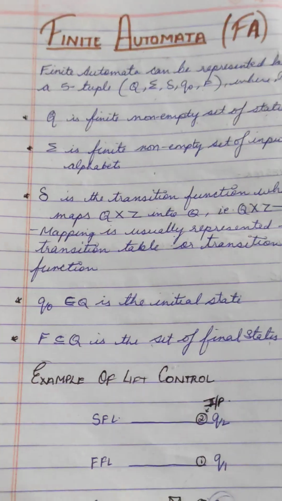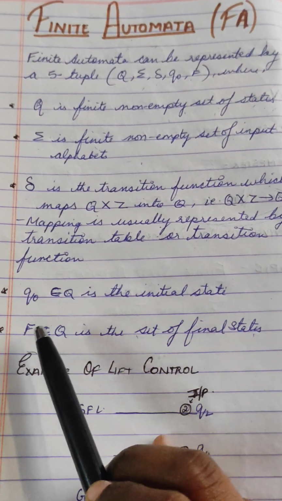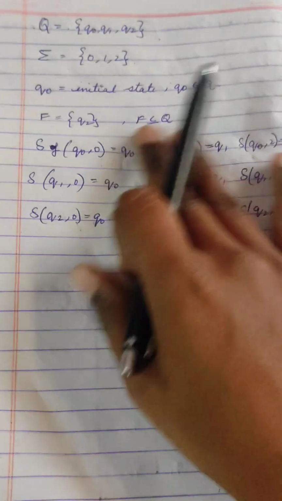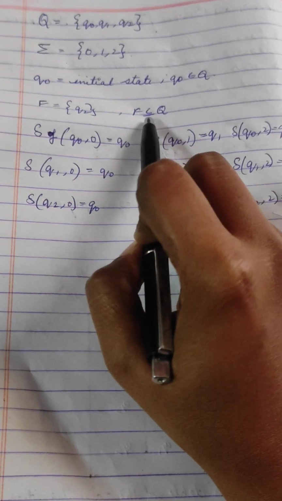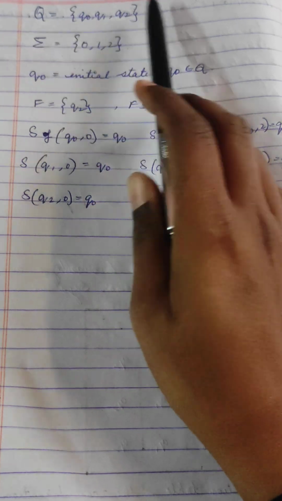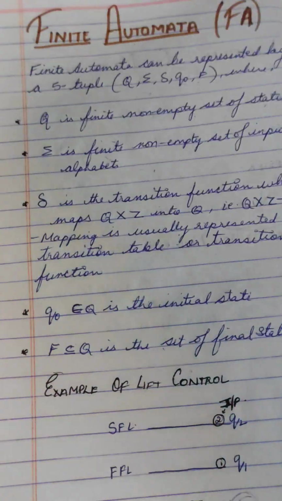F is what? F is the final state set, and it is a subset of Q. We have taken Q2 to be the final state, and F is also a subset of capital Q, as you can see. Now what is delta?